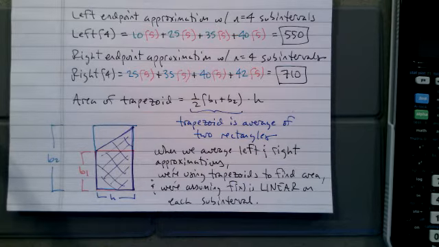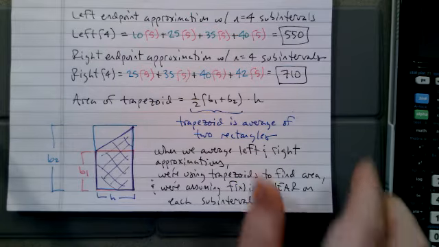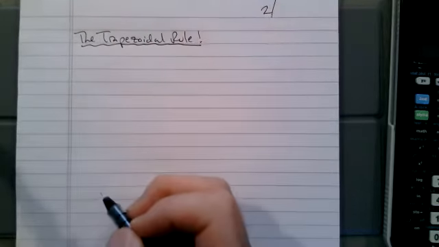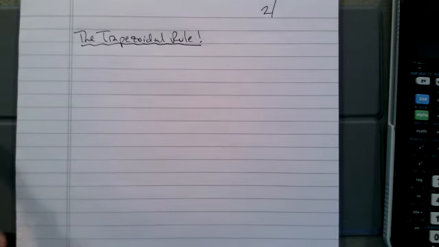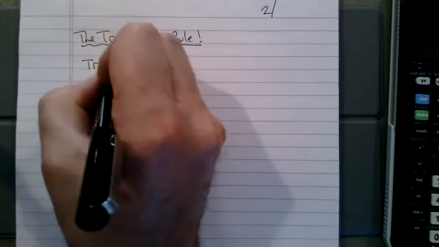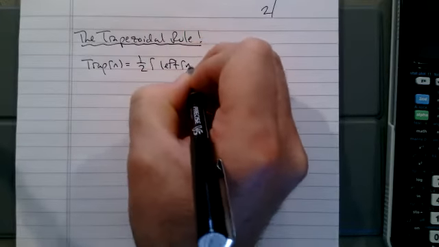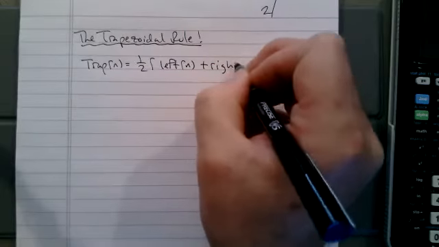We can summarize this with what we call the trapezoidal rule. And unsurprisingly, we use the abbreviation TRAP. TRAP n is the average of the left n and right n approximations.